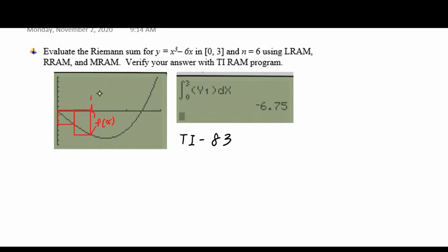X asterisk, because it's a certain x value, but it can be left, right, or middle, right? And then this is delta x. It'll eventually show up. Right, today everything is so slow. So that area right there happens to be f of x asterisk times delta x. Yeah, it'll eventually show up.